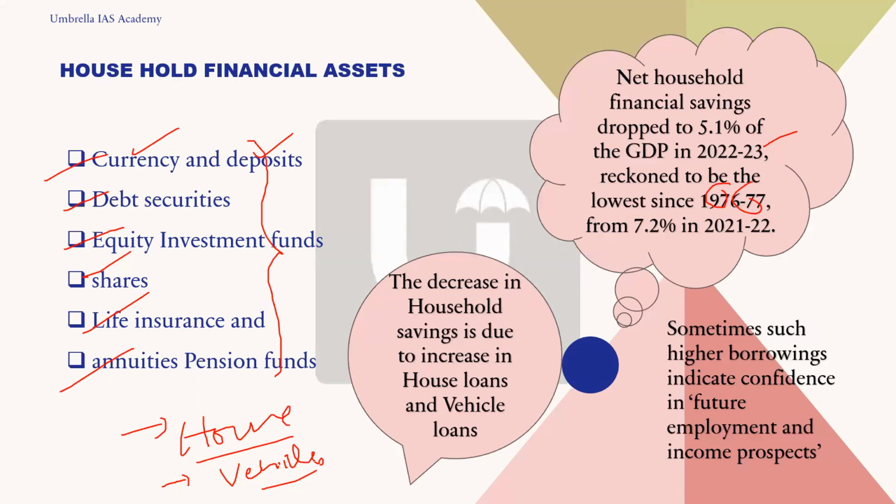Yes, especially the middle income group. If they see that the prospects are good, the income is good in the future and all, they'll try to spend now as well. So this is the explanation they have given for why there is a reduction in savings.